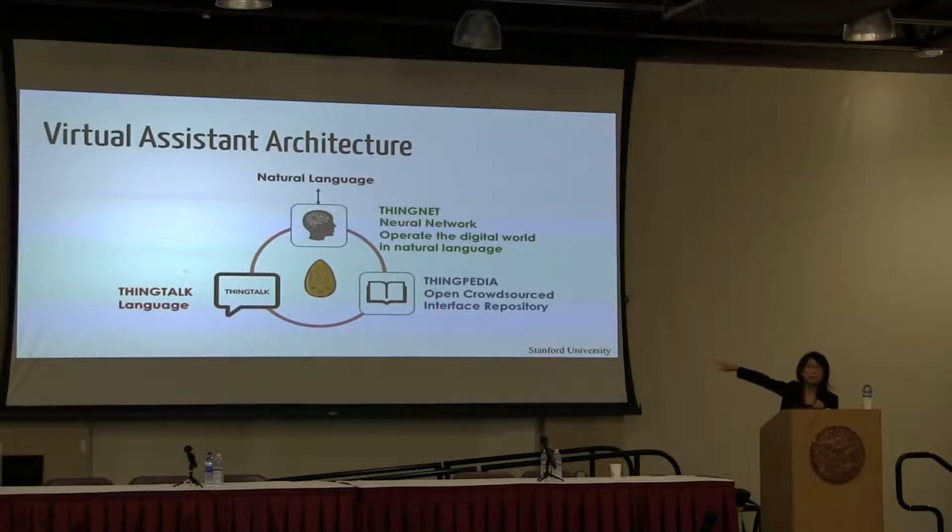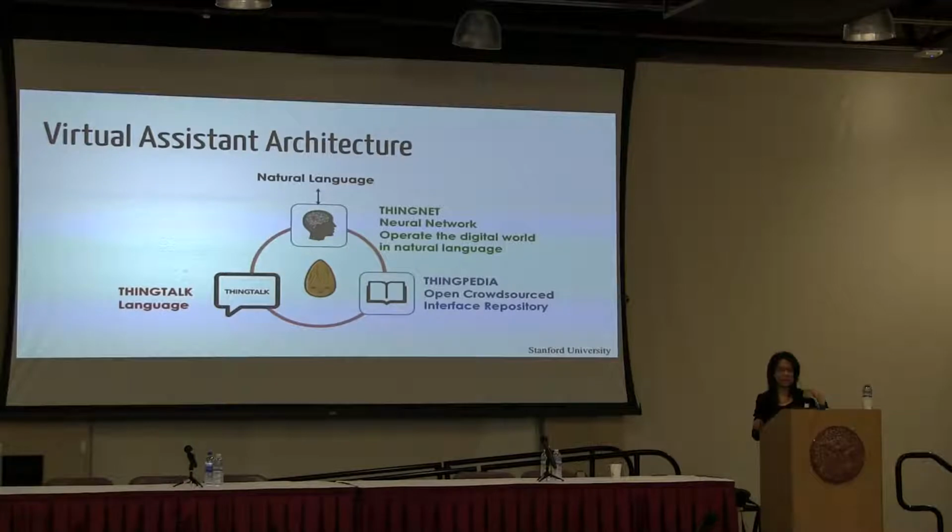Now, that's the program that you want to be able to write, but you want to generate that code using natural language. And the key thing here is the semantic parser. We refer to this as the ThingNet. So ThingNet is a neural network that tells you how to operate the world. I say something in English or in natural language, and the code gets spit out, and then it gets executed.